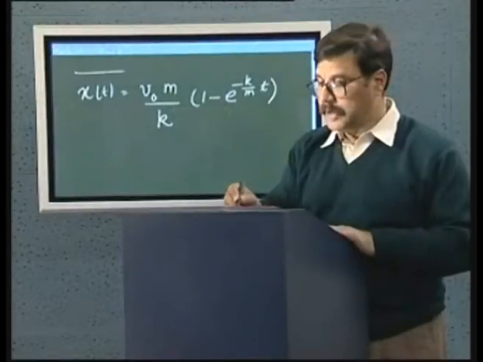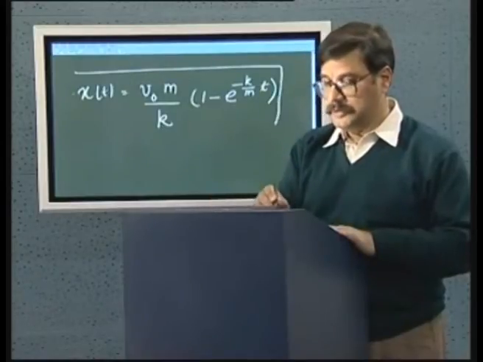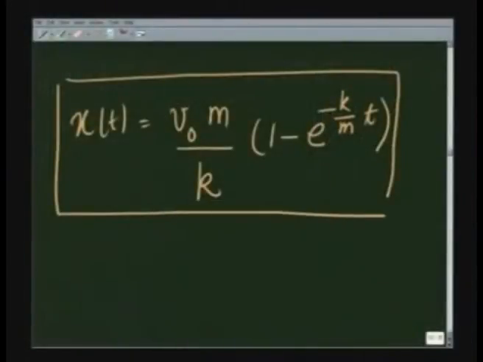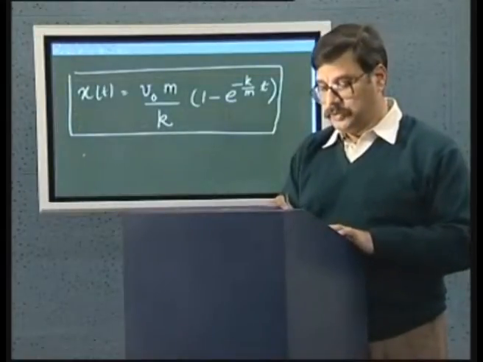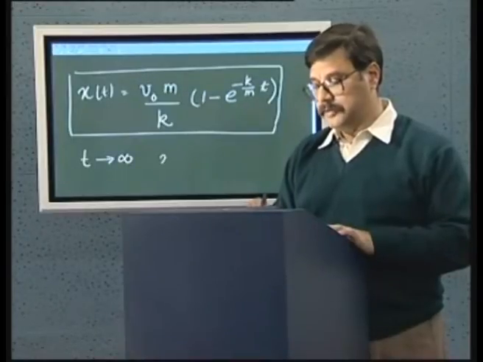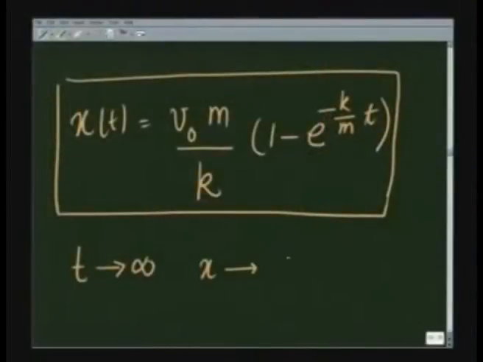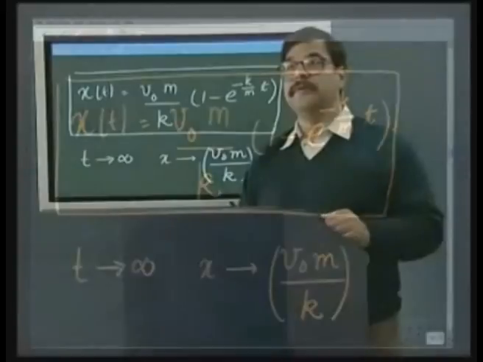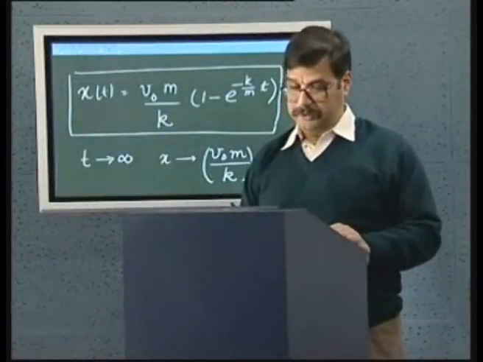So I have also calculated how much is the distance traveled in time t. As t goes to infinity, x goes to v0 m over k. So that is the distance that the particle will finally travel and stop after this.